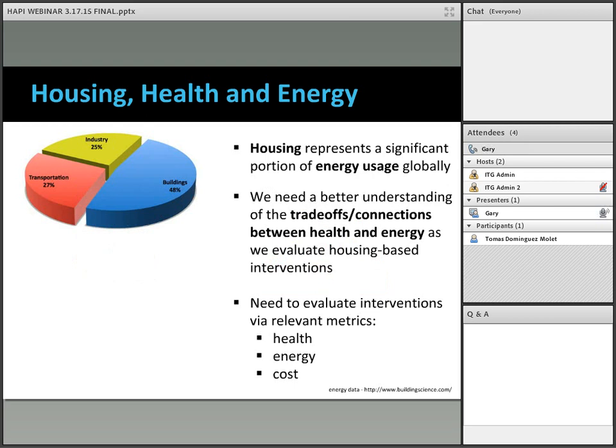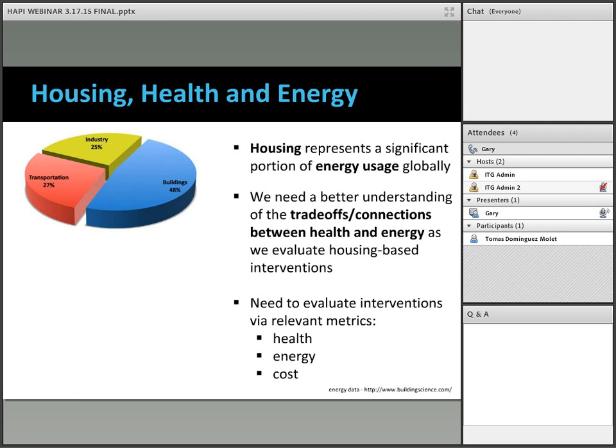And it's important to really reflect on the energy connections between housing and health. Housing is a significant portion of energy usage globally, and these are big questions in terms of cost. But like I said, this intersection between what makes a building healthy and what makes a building energy efficient and sustainable are important to ask, and can be challenging.